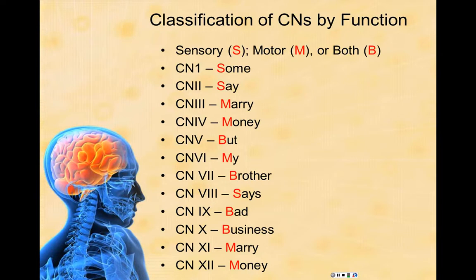So, cranial nerve 1 is sensory, cranial nerve 2 sensory, 3 motor, 4 motor, 5 is both, 6 is motor, 7 is both, 8 sensory, 9 both, 10 both, 11 motor, and 12 motor.